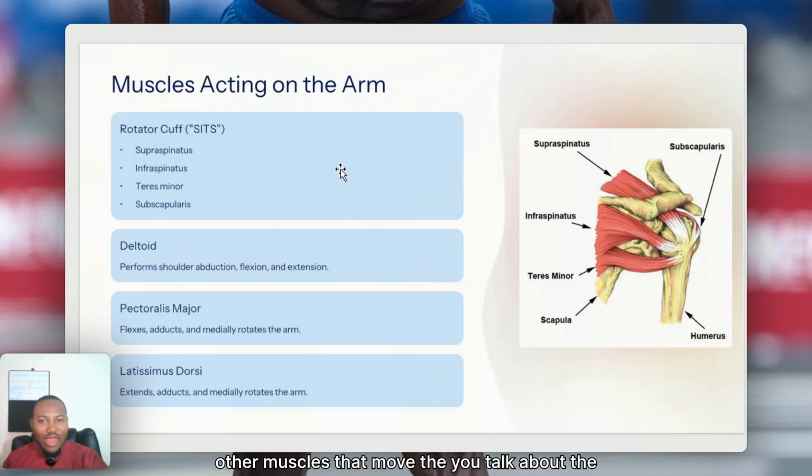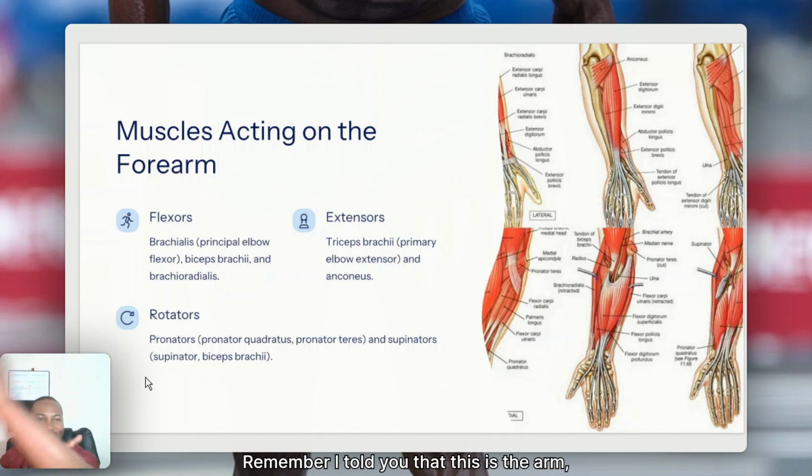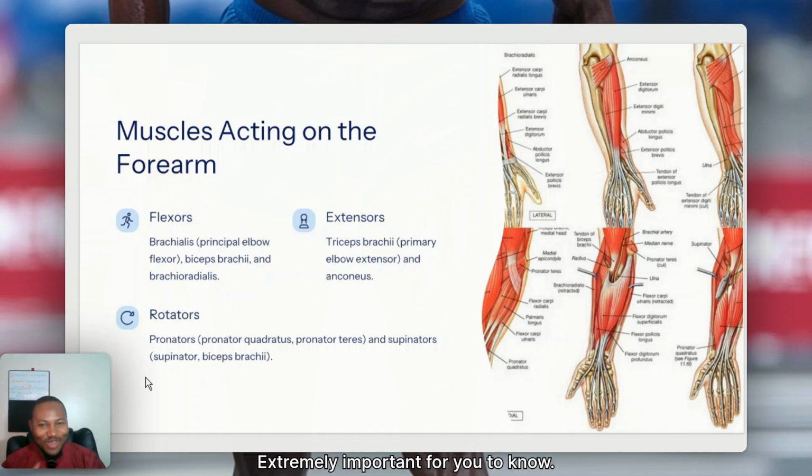Now, other muscles that move the arm, they talk about the deltoid. What does deltoid do? It helps abduction, flexion, and extension. We have the P major, we have the latissimus dorsi. You need to know the function of these 1, 2, 3, 4, 5, 6, 7. These work together, but they have different functions. But the most important thing, you need to be able to identify them. You need to know what deltoid does. You need to know what P major is. You need to know what latissimus dorsi is. Very important. Remember, I told you that this is the foot and this is the hand. All right? Extremely important for you to know.